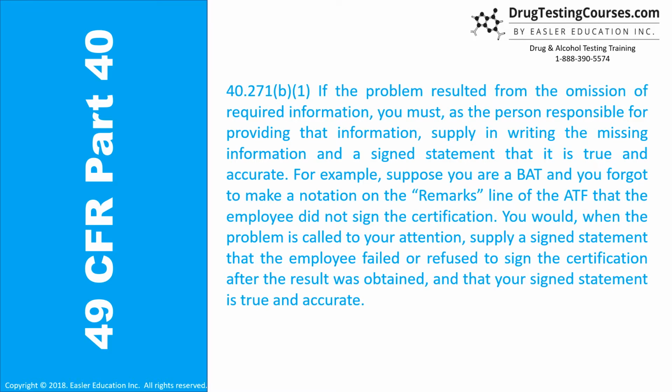40.271(b)(1). If the problem resulted from the omission of required information, you must, as the person responsible for providing that information, supply in writing the missing information and a signed statement that it is true and accurate. For example, suppose you are a BAT and you forgot to make a notation on the remarks line of the ATF that the employee did not sign the certification. You would, when the problem is called to your attention, supply a signed statement that the employee failed or refused to sign the certification after the result was obtained and that your signed statement is true and accurate.